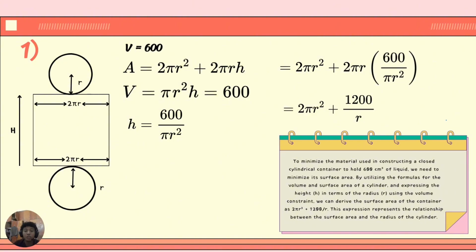To minimize the material used in constructing a closed cylindrical container to hold 600 cm cubed of liquid, we need to minimize its surface area by utilizing the formulas for the volume and surface area of a cylinder, and expressing the height h in terms of the radius using the volume constraint. We can derive the surface area of the container as 2 pi r squared plus 1200 over r. This expression represents the relationship between the surface area and the radius of the cylinder.